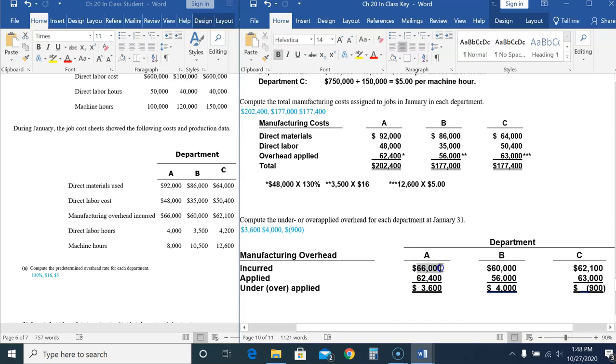A, we incurred more than we applied, so we are under applied. B, we incurred more overhead costs than we applied. Again, we are under applied. In C, we incurred less than what we applied, thus we are over applied.